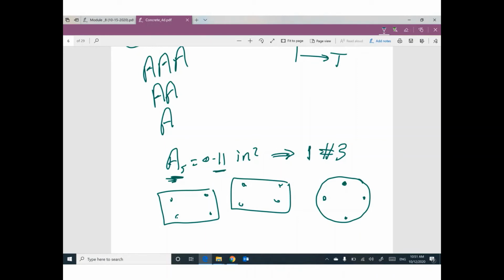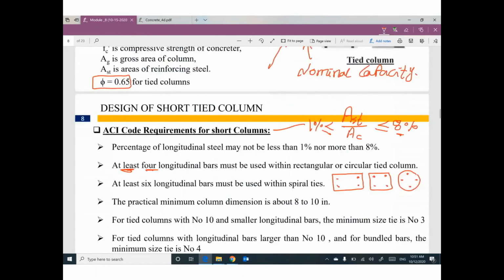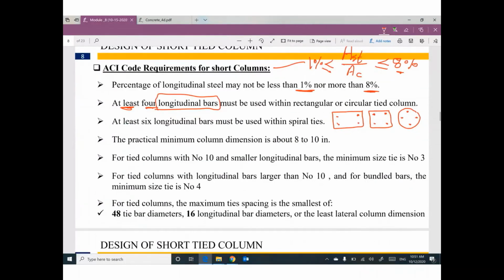And also area steel divided by area concrete must be greater than or equal to 1%. This is the minimum reinforcement, and the maximum reinforcement is smaller than or equal to 8%. So I'm talking about minimum and maximum as area, and I'm talking about minimum as a number of bars. Please, we need to follow this requirement. Actually, the minimum number is 6 if you are talking about a spiral column.